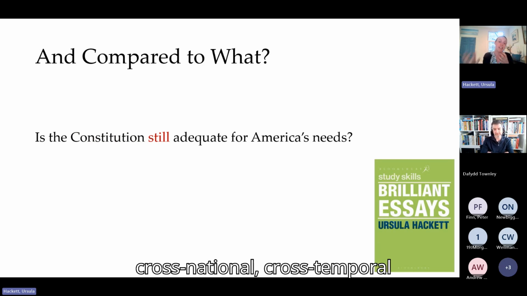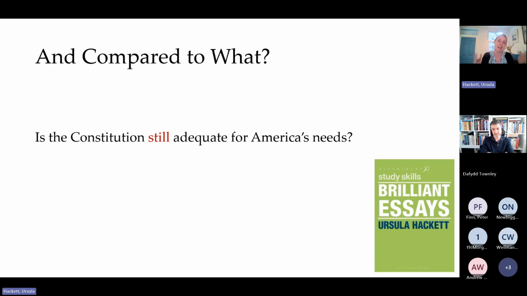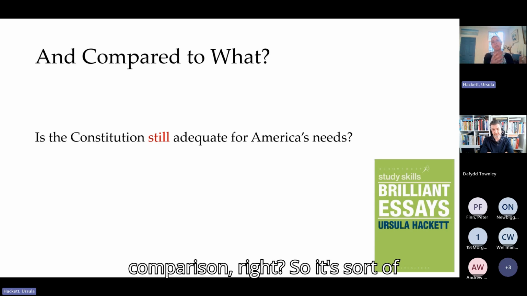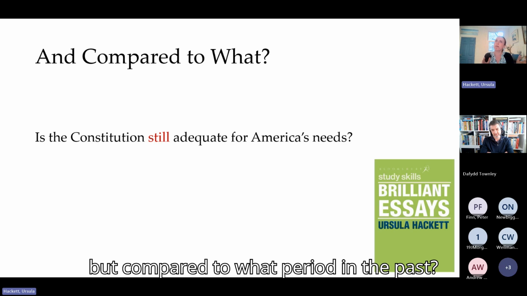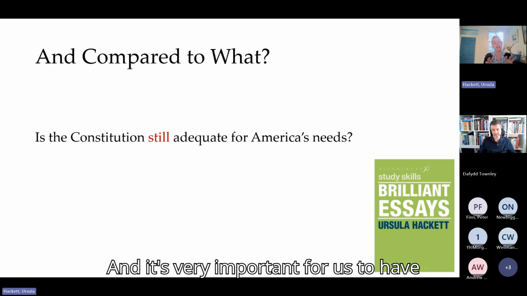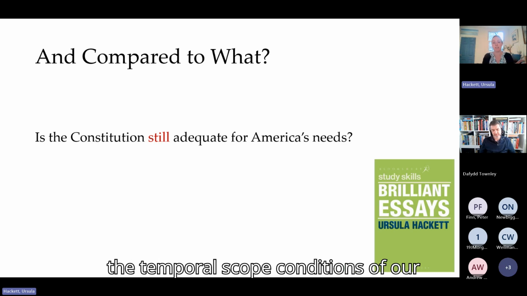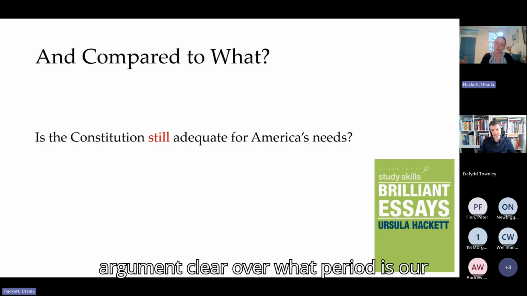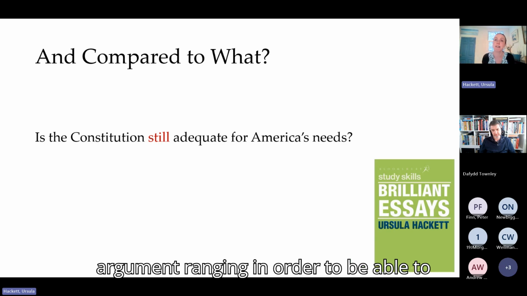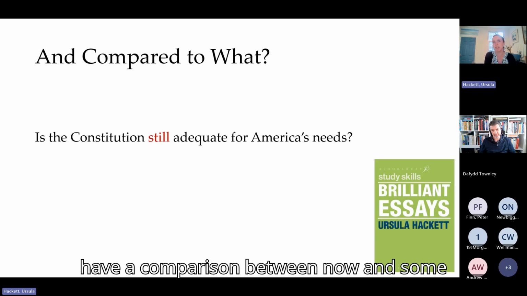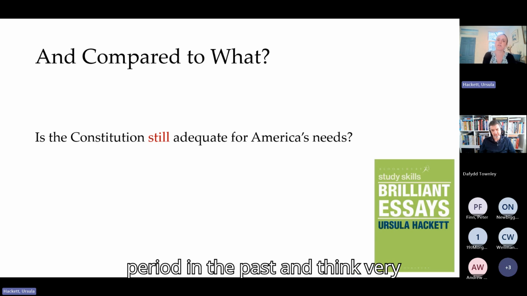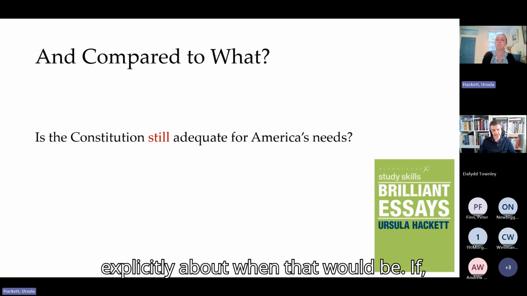If I say, is the Constitution still adequate for America's needs? Of course, that's a cross-national, cross-temporal comparison, right? So we're talking about now, but compared to what period in the past? And it's very important for us to have the temporal scope conditions of our argument clear. Over what period is our argument ranging in order to be able to make those claims? So we might want to have a comparison between now and some period in the past and think very explicitly about when that would be.